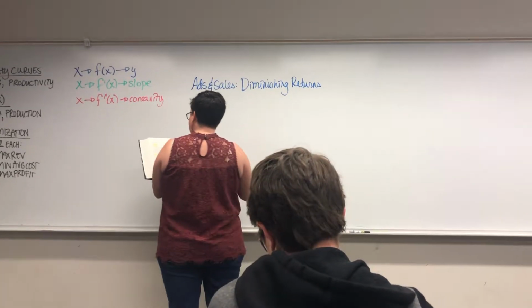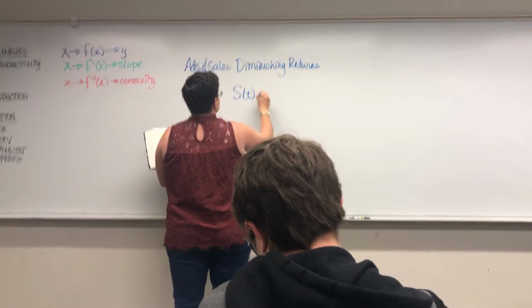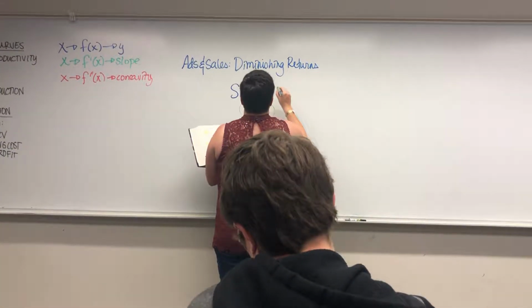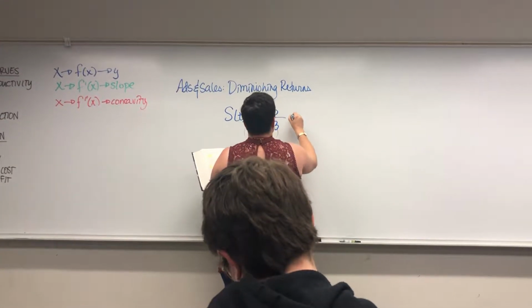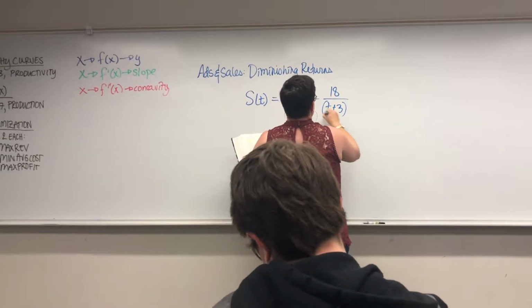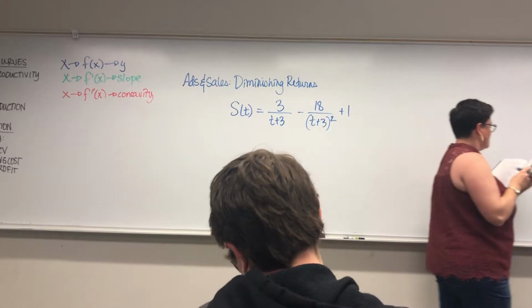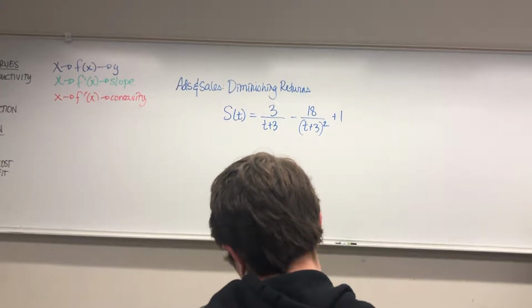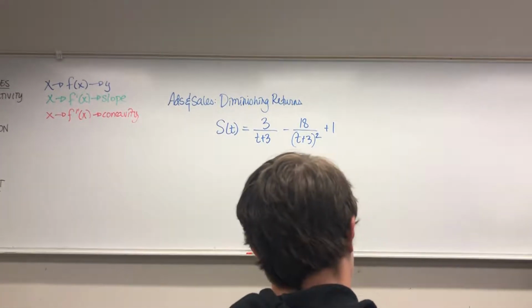Okay. So I'm giving you a sales function that's based on time: 3 over t plus 3 minus 18 over (t plus 3) quantity squared plus 1. Let me read you the statement of the problem. Suppose a company's daily sales volume attributed to an ad campaign is given by the following.